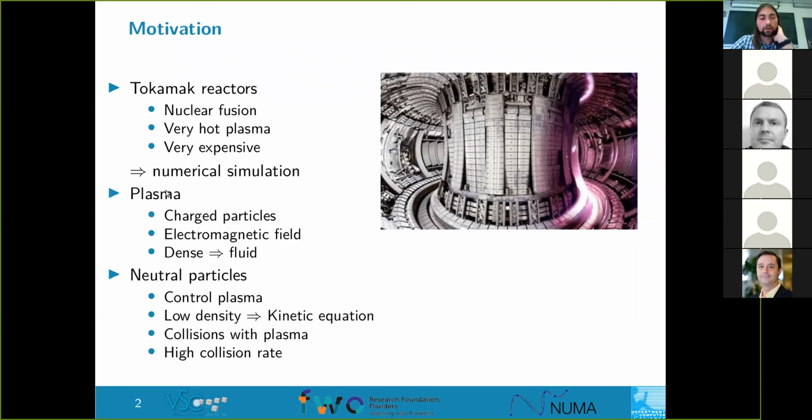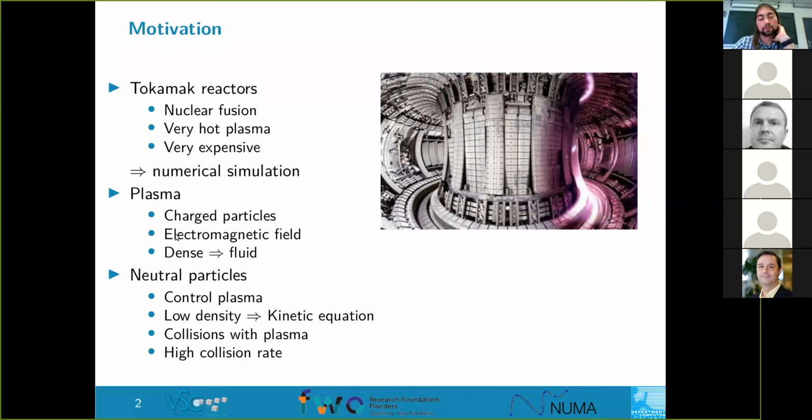On the one hand, we have this plasma, which I mentioned. This plasma is a dense set of electromagnetically charged particles, which are controlled by an electromagnetic field. They're dense enough that typically this fluid approximation I mentioned is used to model them. But there's a second class of particles which are injected into this plasma as a way of control, and these are neutral particles. We use neutral particles to control the plasma because they don't get influenced by the electromagnetic field contained in the plasma.